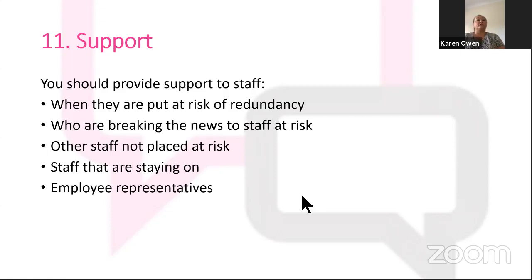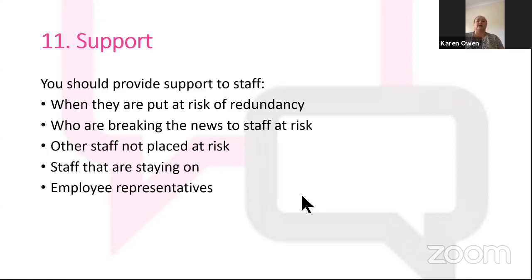It's often forgotten that those staying on experience stress from seeing colleagues and friends being made redundant. They will also be part of a change in organisation and may feel uncertain about what the business and their role will look like in the future, or even if their role's secure. So you must support your staff where you can.